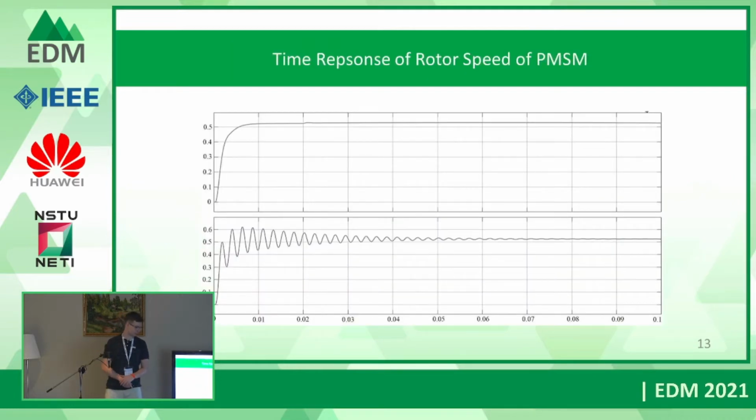Let's come to the modeling results. Here is the speed waveform, where the upper plot represents the controller with the Smith predictor, and the bottom plot represents the control system without the Smith predictor. As we can see, using the Smith predictor in the rotor speed control loop allows us to significantly eliminate ripples.